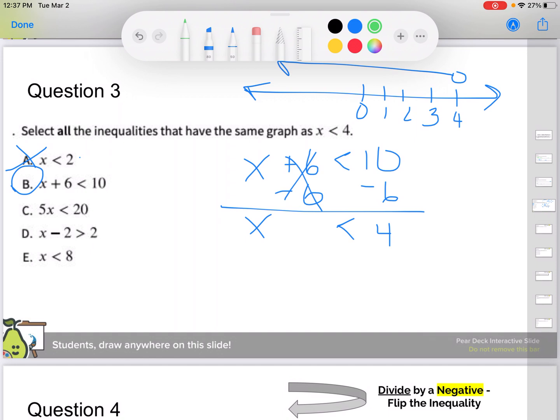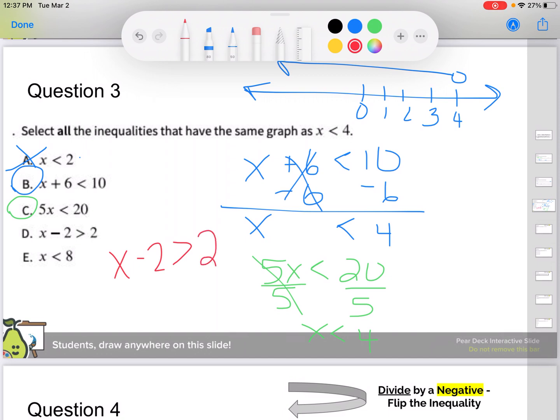The next one, I've got 5x is less than 20. Divide by 5 on each side. x is going to be less than 4. Again, C is going to be correct. Then I have x minus 2 is greater than 2. Add 2 to each side. x is greater than 4. Well, that inequality makes a big difference because it would change the direction of my arrow. So D is out.